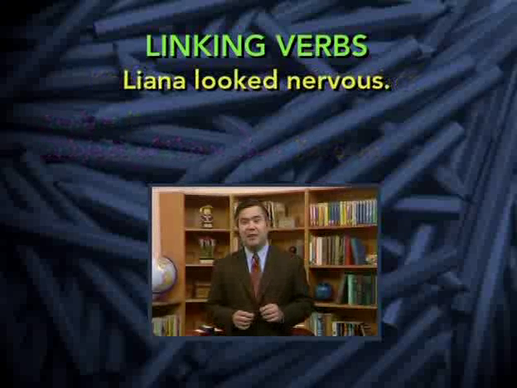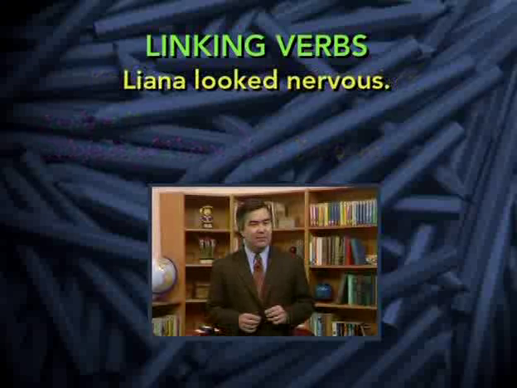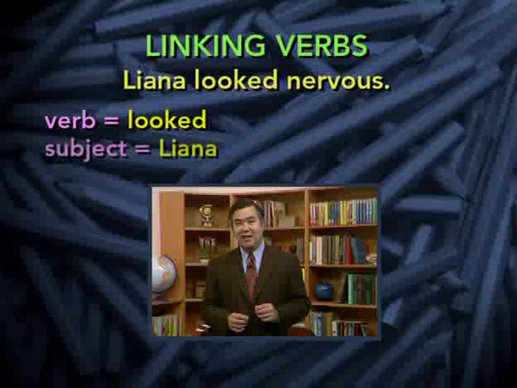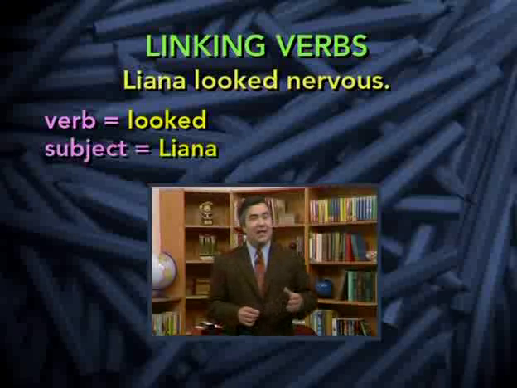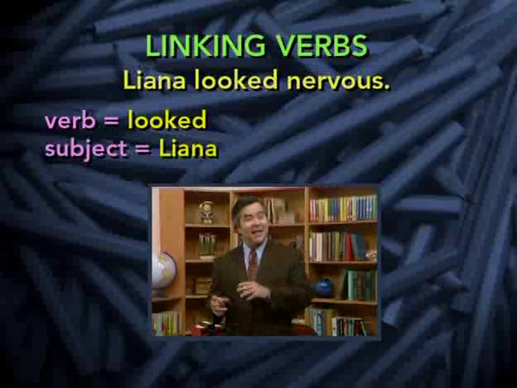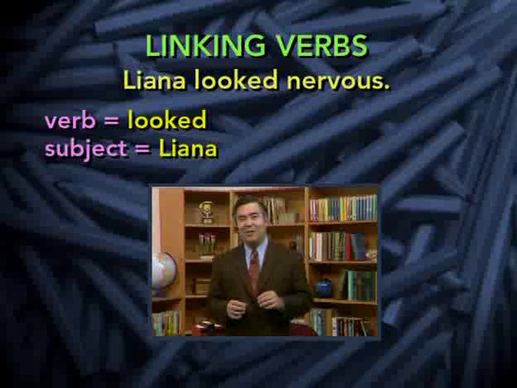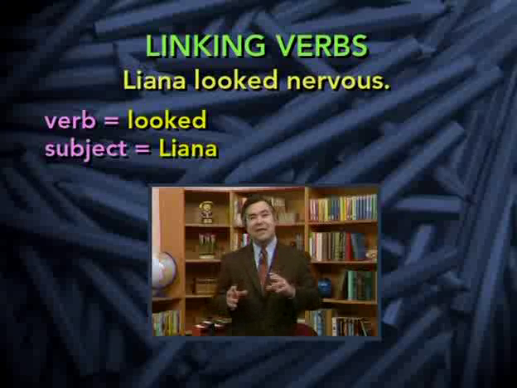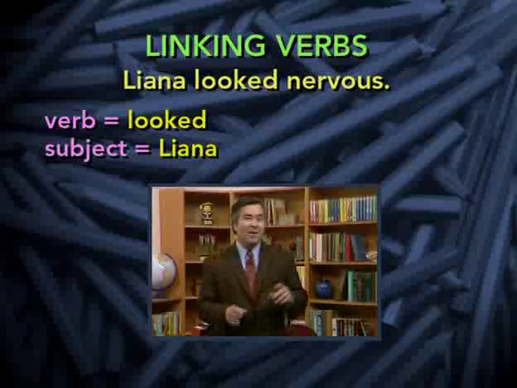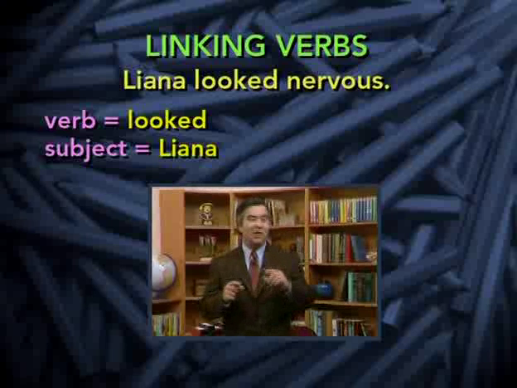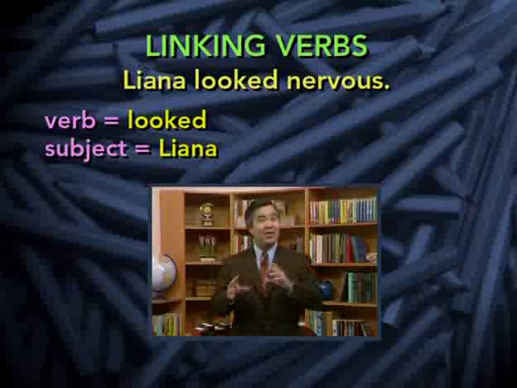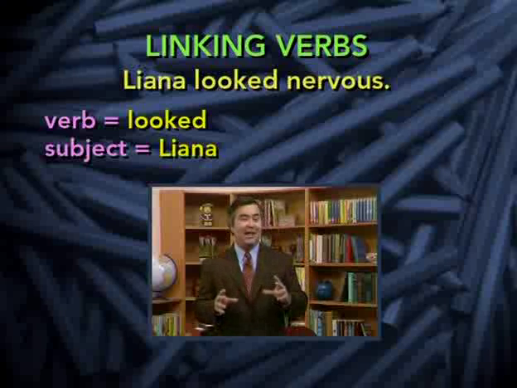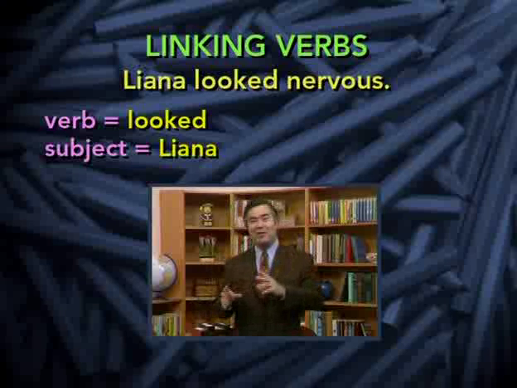Here's an example. Leanna looked nervous. What's the verb in this sentence? The verb is looked. The subject is Leanna. That tells us who looked. And the word that follows looked is the word nervous. And this is being linked to Leanna by the linking verb looked. We can tell that in this sentence, looked is operating as a linking verb because Leanna and the word that follows, nervous, are being linked or equated with one another. We're being told that Leanna and nervous are in some way the same thing. And in fact, we know that Leanna is nervous.